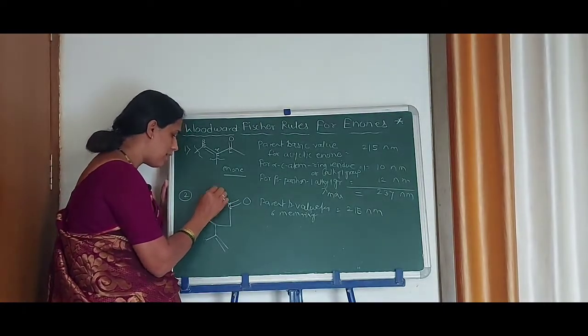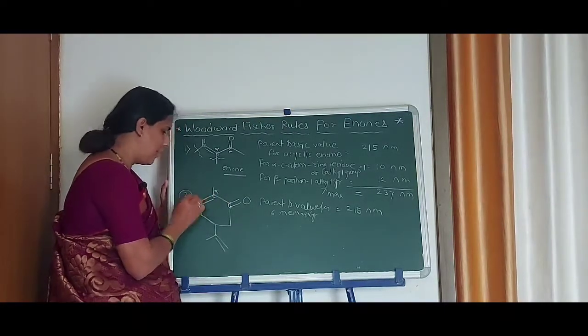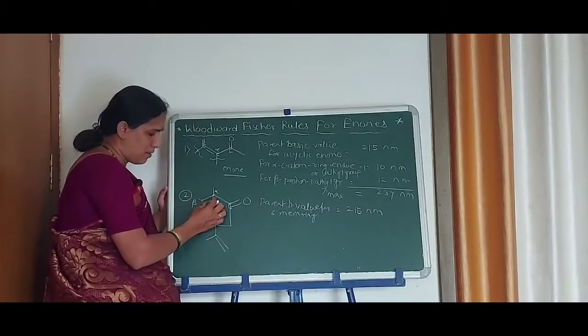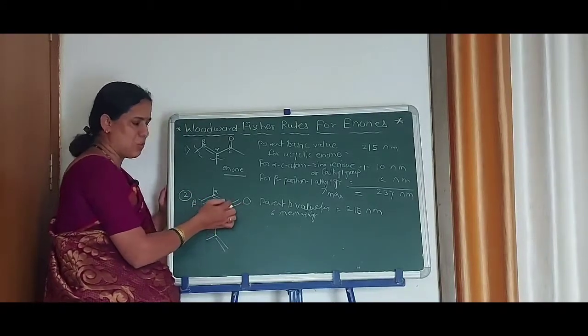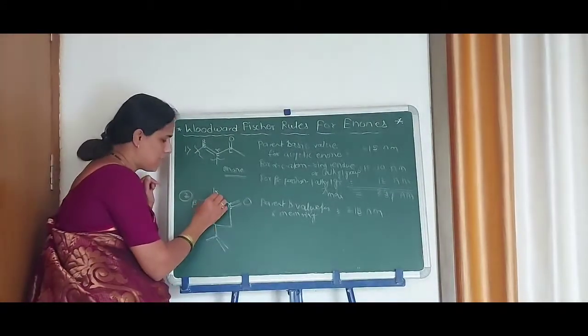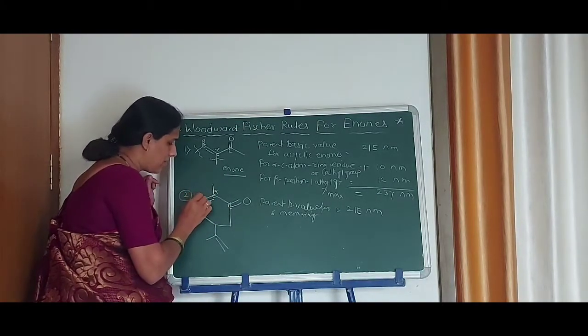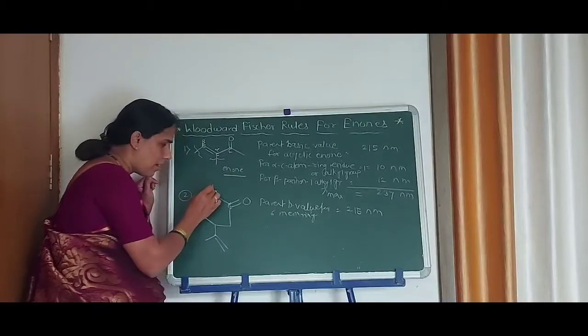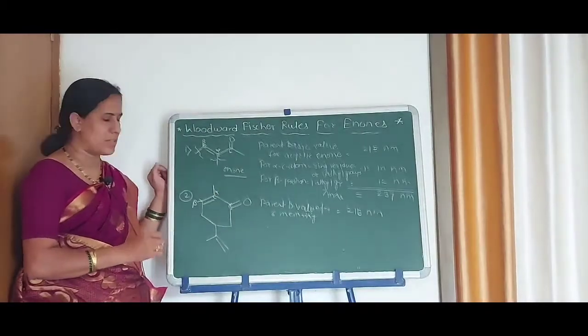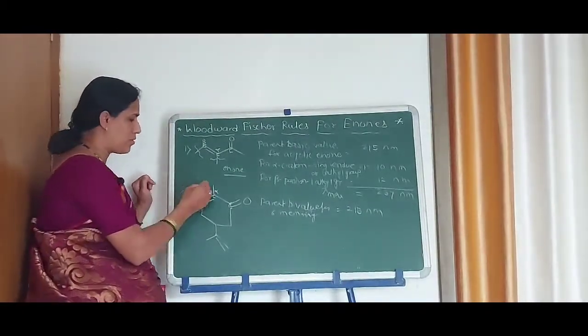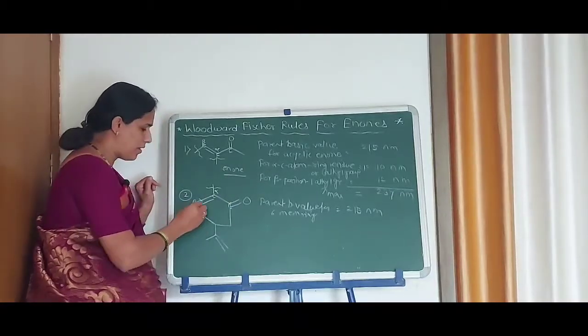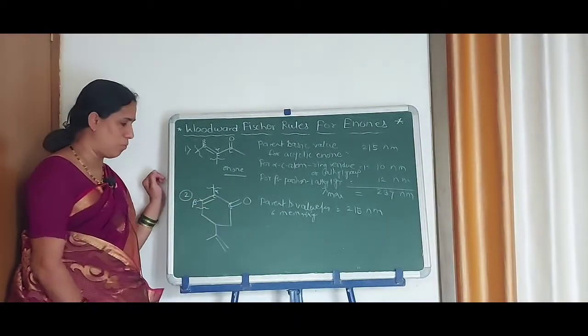Suppose this is an alpha position and this is a beta position. That is, this double bond is in conjugation with C=O. Therefore, this is alpha, this is beta. You can have alkyl groups or alkyl residues at alpha and beta position. Alpha position equals 1, beta position equals 1.